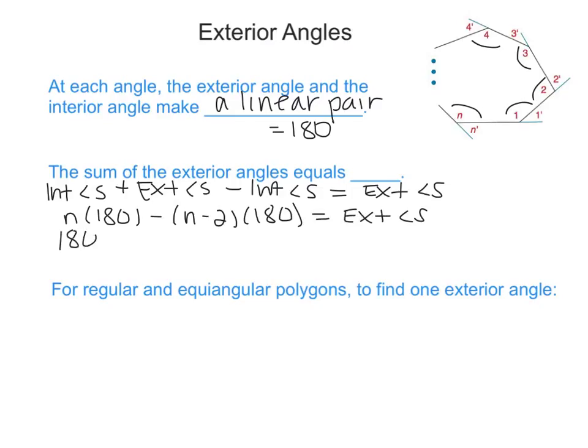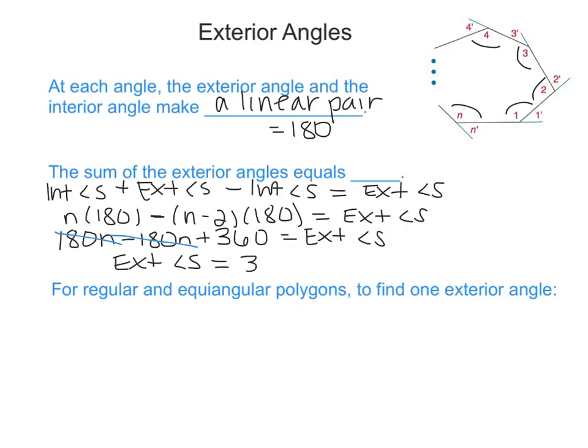So that gives me 180n. Remember this negative here. Okay, so I have minus 180n plus 360. And that leaves me with my exterior angles. Now if you notice here, 180n minus 180n goes away. So my exterior angles, no matter what, will always sum to 360 degrees. No matter how many sides or how many anything, the sum of your exterior angles will always equal 360.